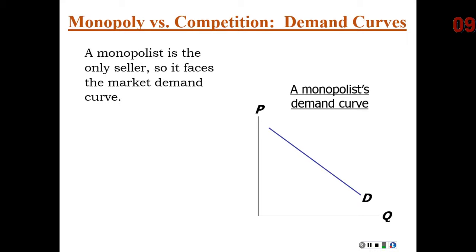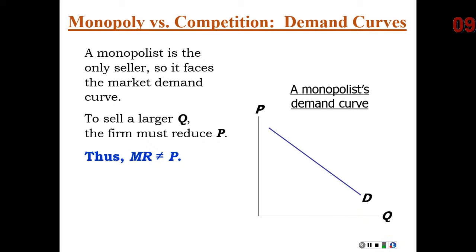Okay, and so the competitive firm was very small compared to the overall market. That's why theirs was horizontal. The monopoly is the market, and so they will face the downward sloping market demand curve, which means marginal revenue now is not going to equal price. This is very important. For the competitive firm, marginal revenue did equal price. That's because price never changed.